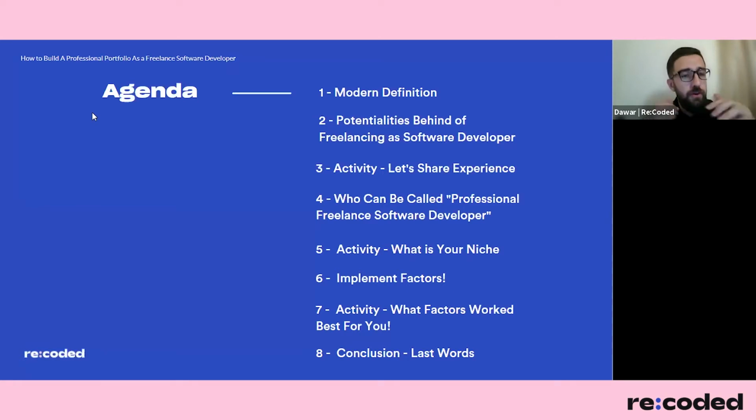And then we get to the core of the workshop, the professional freelance web developer. What are the characteristics and how can we develop those characteristics to a point that we can proudly and confidently name ourselves professional freelance web developers? And then we do another activity to further embed those concepts into an actual activity so that we can further understand and digest it.